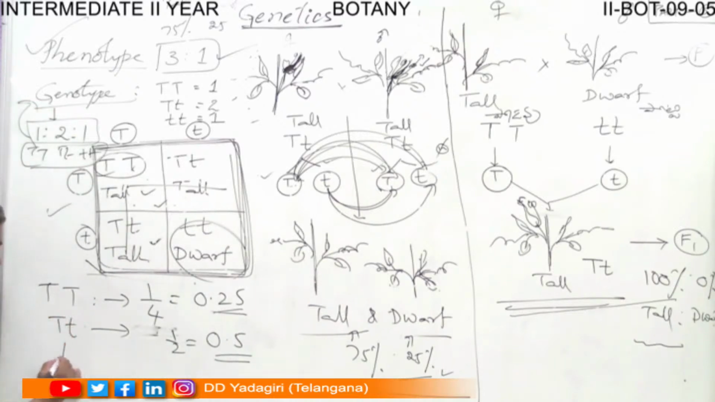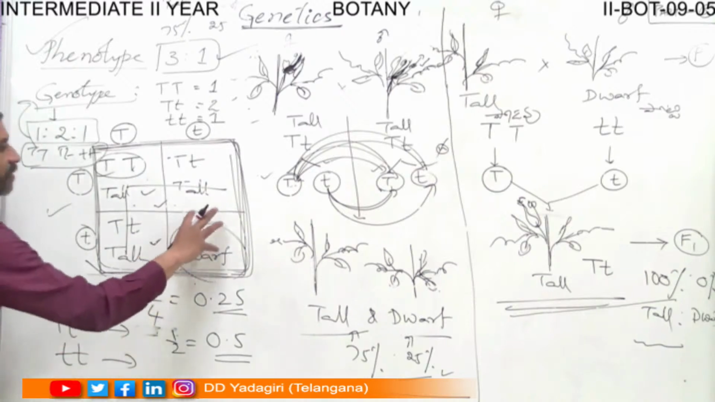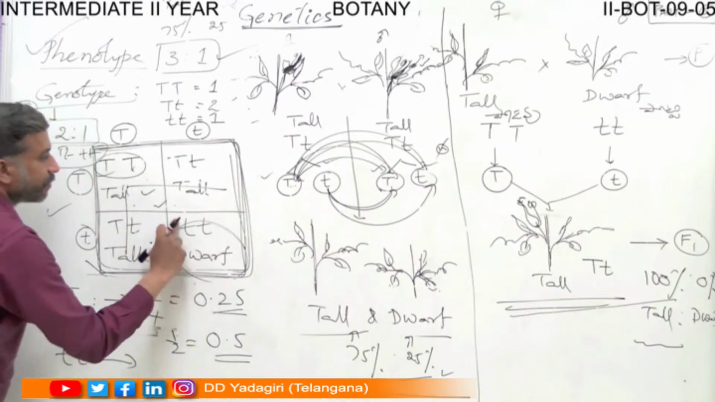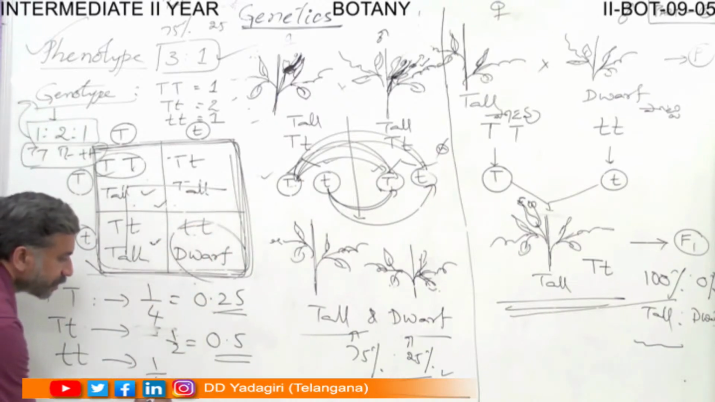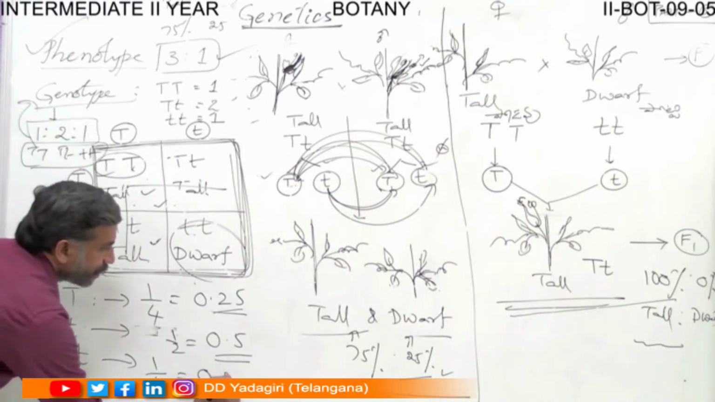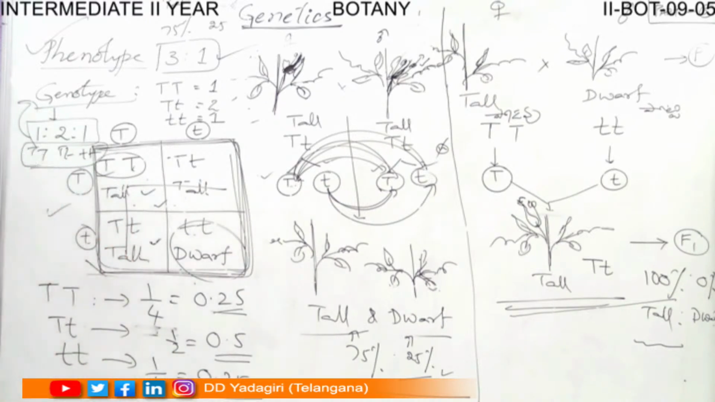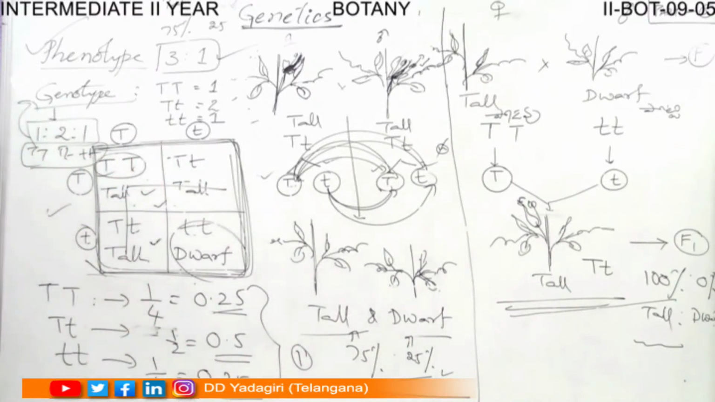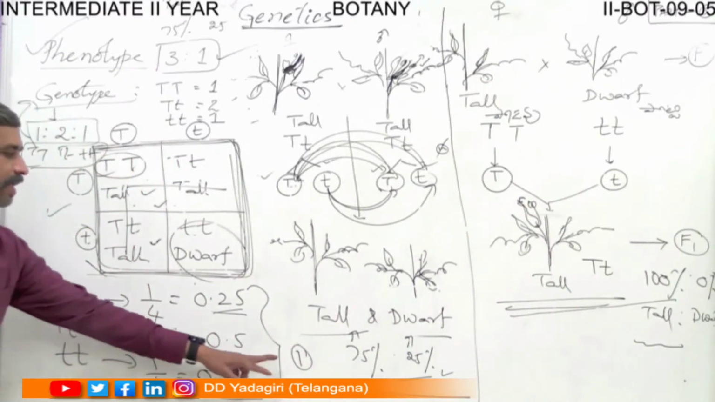Then what is the probability of the plants with genotype small t and small t? This is 1/4, 25%. Out of 4 chances, only 1 chance is there. So the probability will become 0.25. Now if you add all these, it will become 1. So 0.25, 0.5, 0.25, that is the probability.